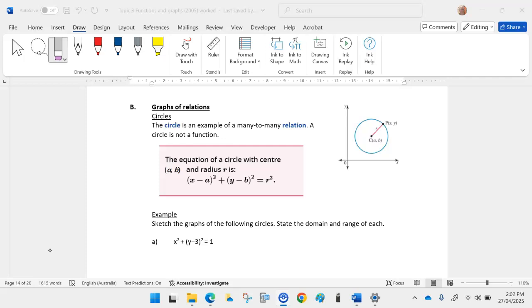If you were to take a circle and draw a vertical line through it, it would go through two places at the same time. It's not a function, it's just a relation.